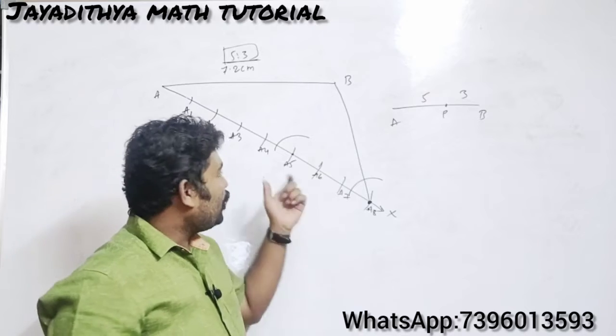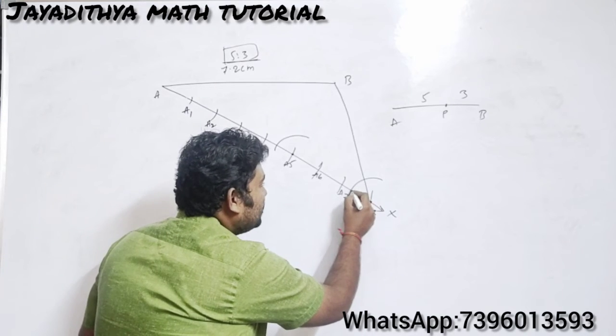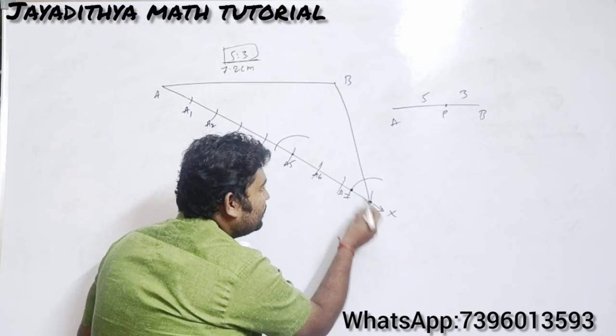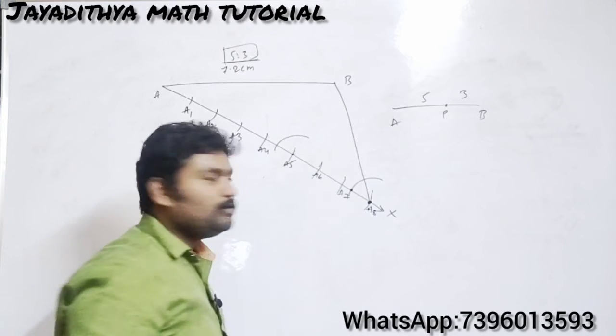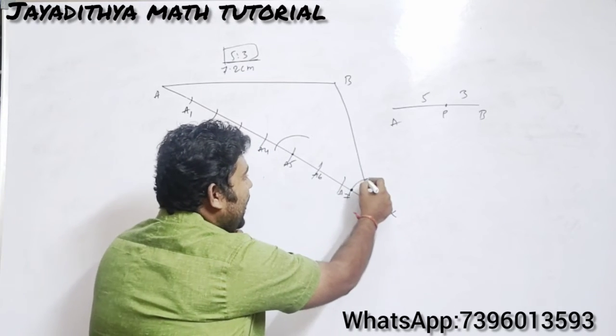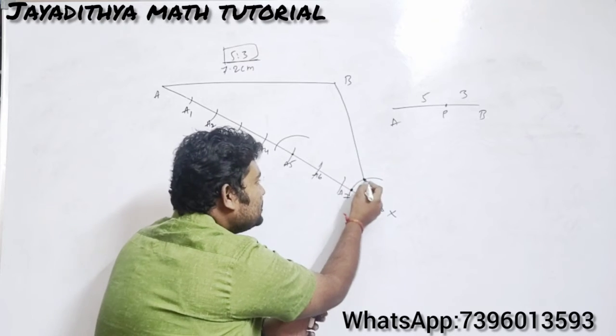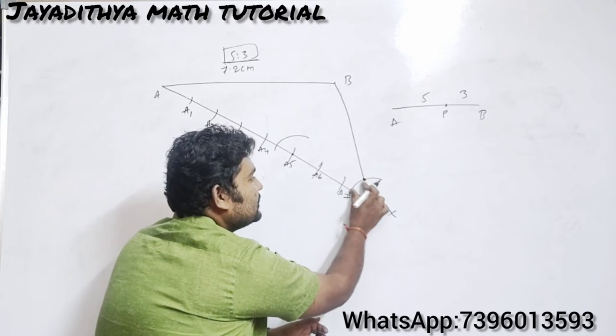After drawing the arcs, what do you need to do? Measure this part now. Here the arc is cutting at some point on A8, no, the arc is cutting at some point here and some point on BA8. So measure this distance now with the compass.